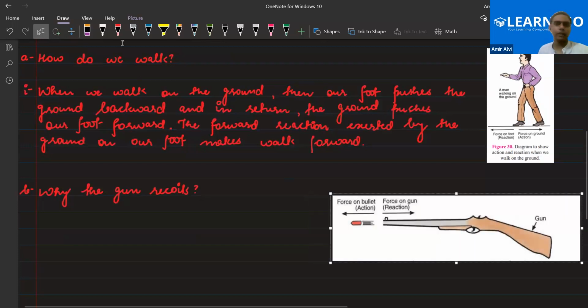So this is the thing that happens when a gun fires a bullet. As you can see, the gun fires the bullet in the forward direction. So when the bullet leaves the nozzle, or you can say the pipe of the gun, it makes a kind of reaction in the backward direction that is called recoil of the gun. Recoil is the backward movement of the gun when the bullet exits the nozzle of the gun.